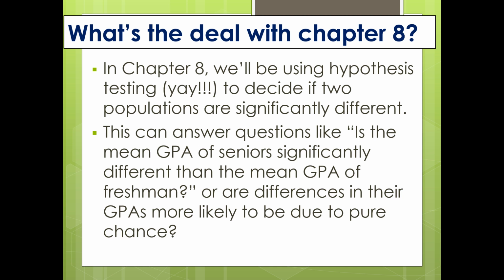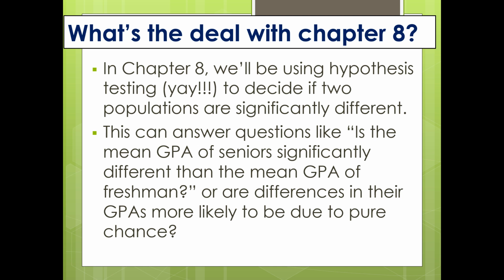So we don't really focus on what the value of the population is, like is the mean 5 or is it not. What we're focusing on here is this population different from this other population? So this way we can answer questions like, is the mean GPA of seniors significantly different than the mean GPA of freshmen? Because what we could do in a situation like this is maybe we have a sample of 100 seniors and then a sample of 100 freshmen.